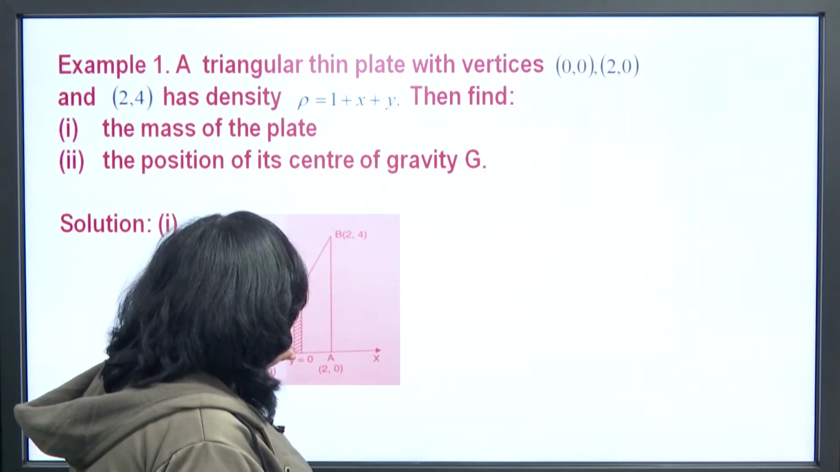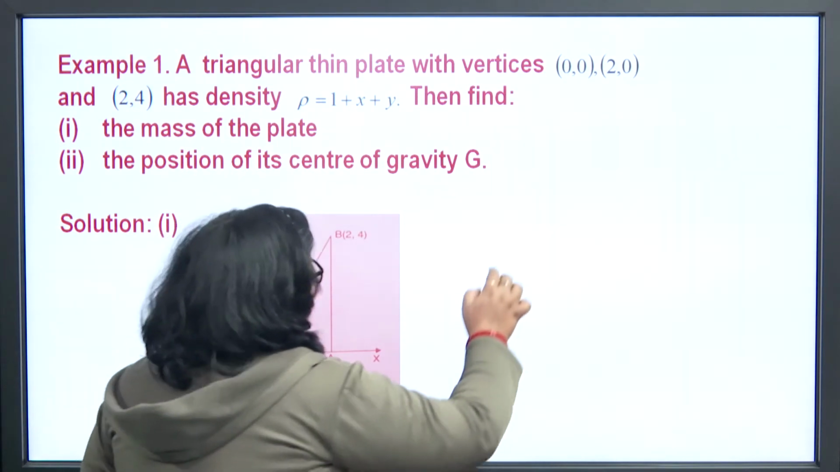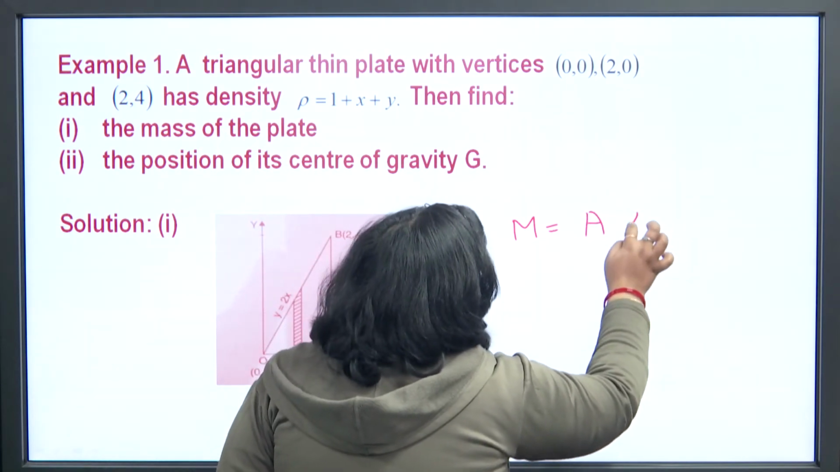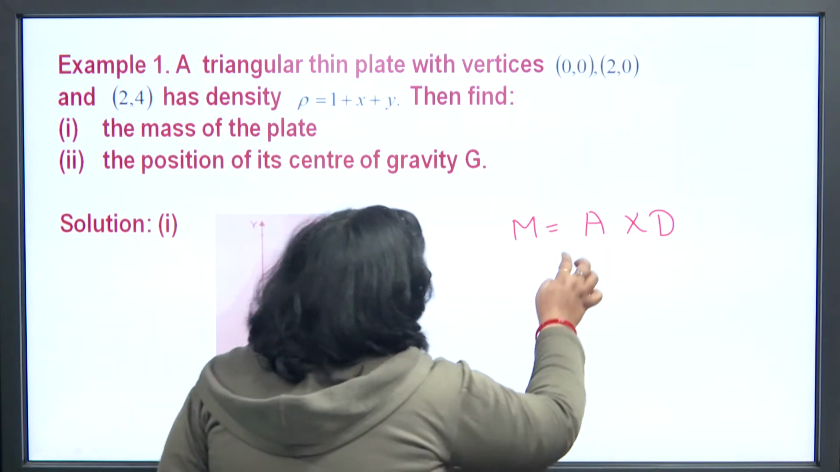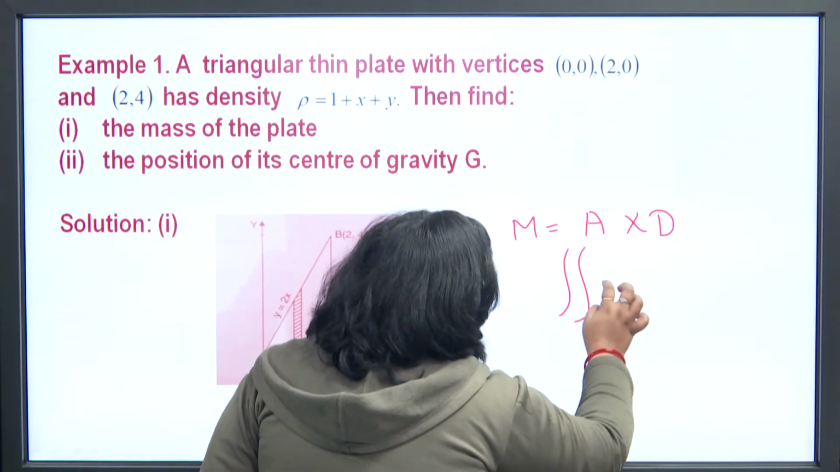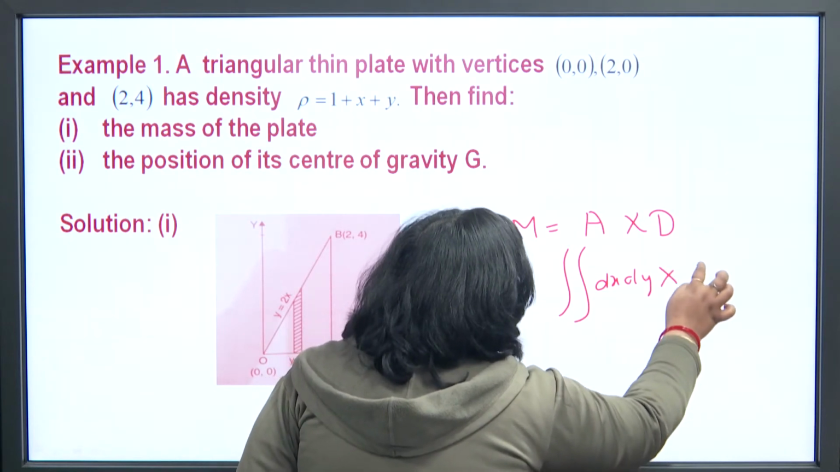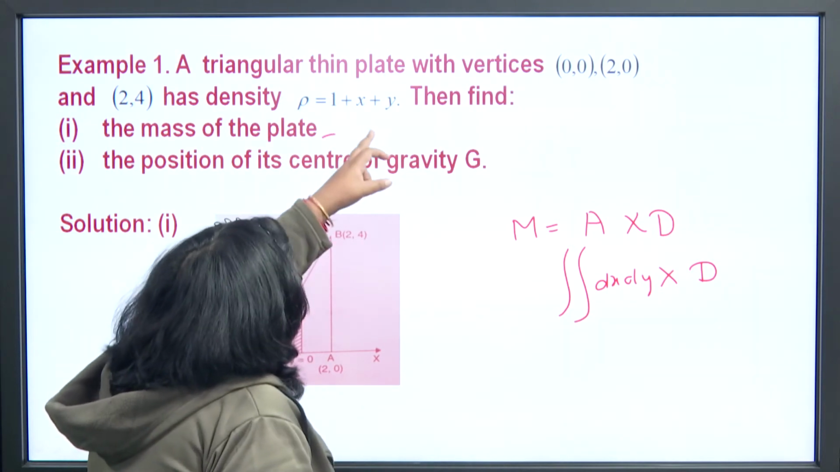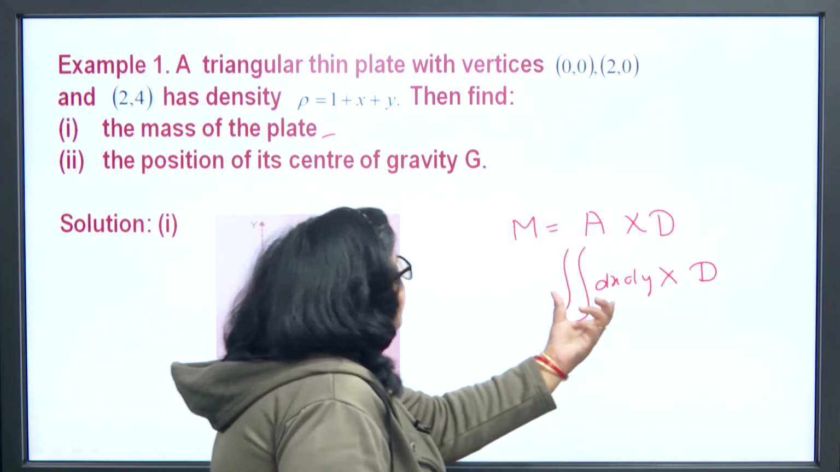We have the condition of the mass of the plate. We know what the mass is: M is the product of area and density. We find the area with the help of double integration, double integration dx dy, and multiply by density. What is the density? Density rho is 1 plus x plus y. So, firstly find the area.